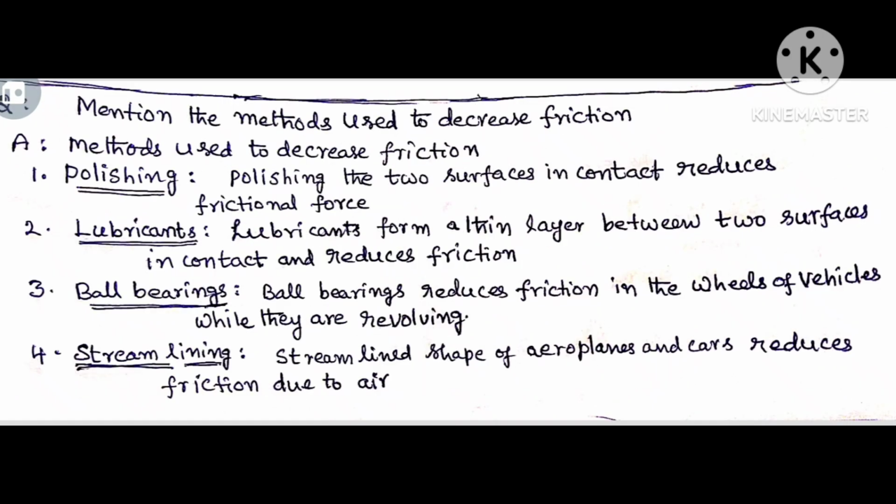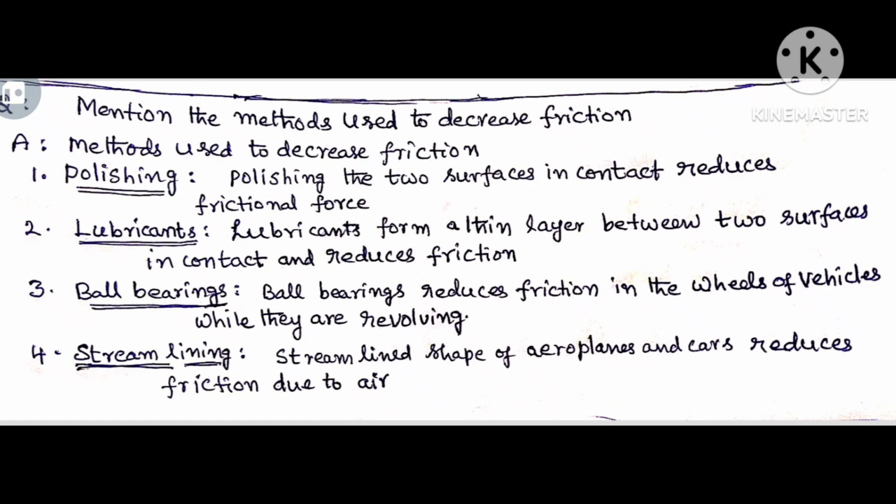Next question we are going to discuss is, mention the methods used to decrease or reduce friction. Methods used to decrease friction. 1. Polishing. Polishing the two surfaces in contact reduces friction.